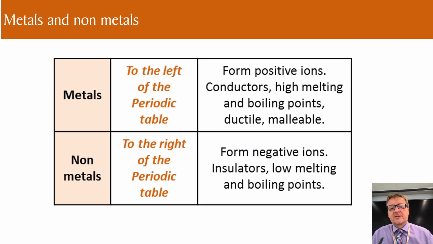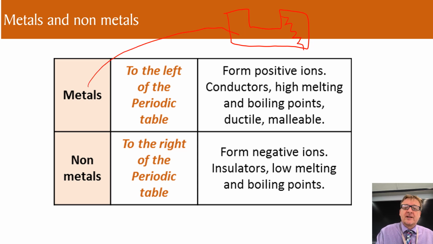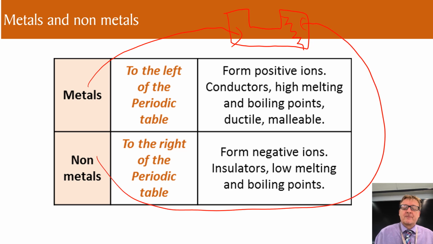Now, properties of metals and non-metals. Metals are always found to the left of the periodic table. So I could draw a very, very bad periodic table, and there is a zigzaggy line, a terrible zigzaggy line, going down the side. Metals are this side, non-metals are this side. Metals will form a positive ion. So if I've got sodium, it will become positive, where a non-metal like chlorine will become negative.